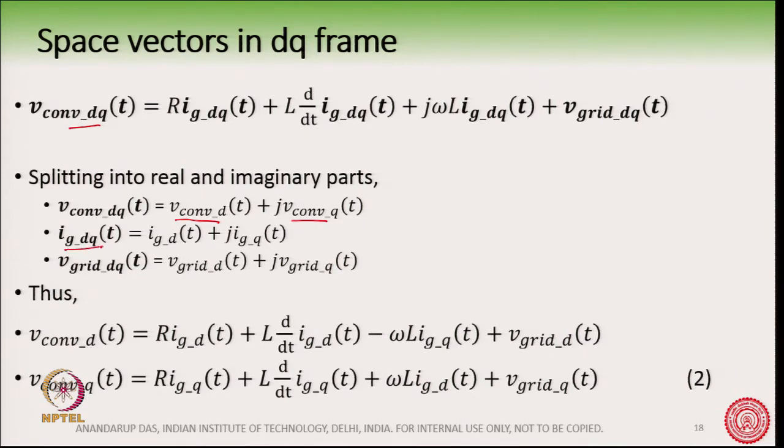Similarly, I_g,dq is I_gd plus j I_gq, and v_grid,dq is equal to v_grid,d plus j v_grid,q. Then we can split this into real and imaginary quantities. The real part is the d quantity and the imaginary part is the q quantity. So the real part here is equal to, I am collecting the real part.